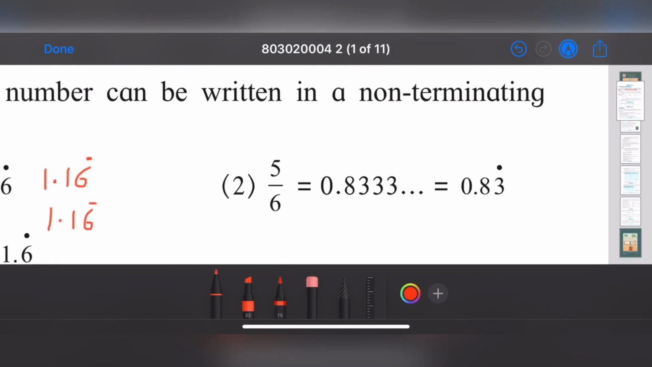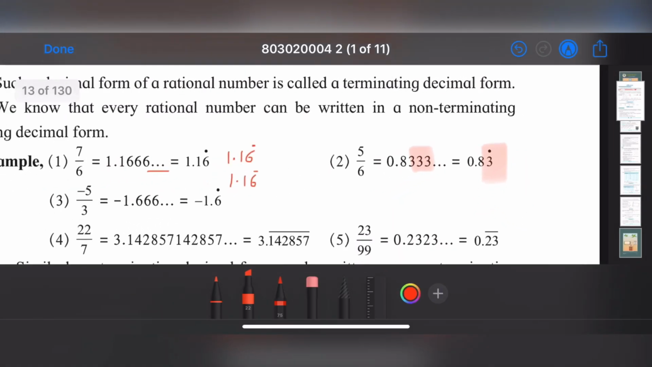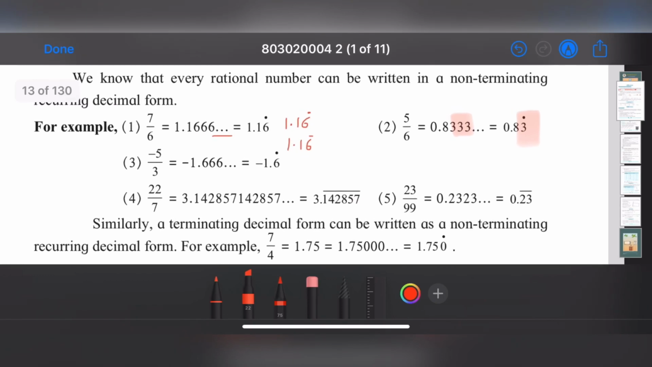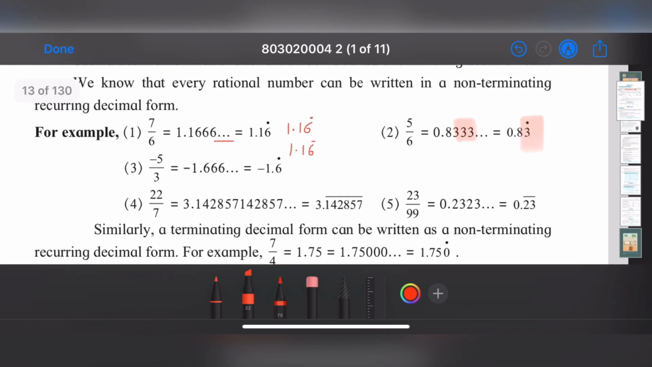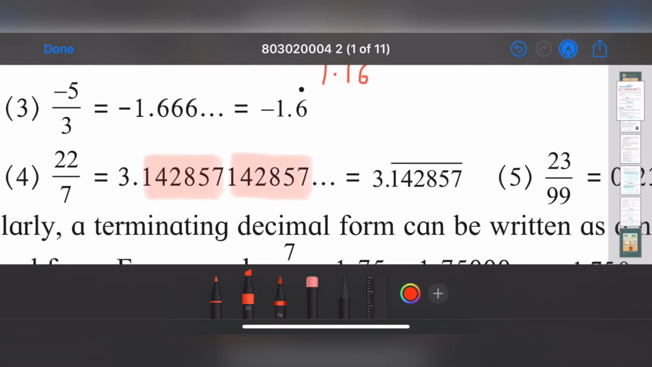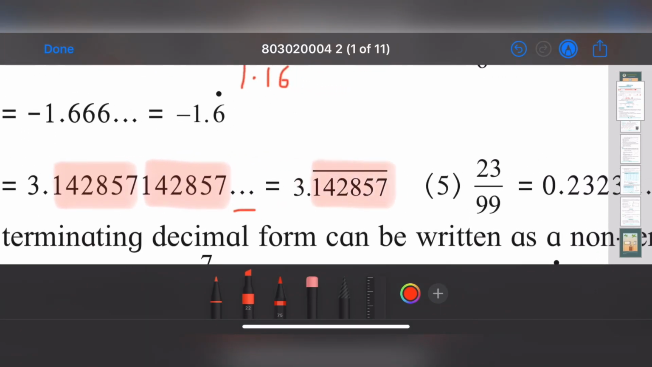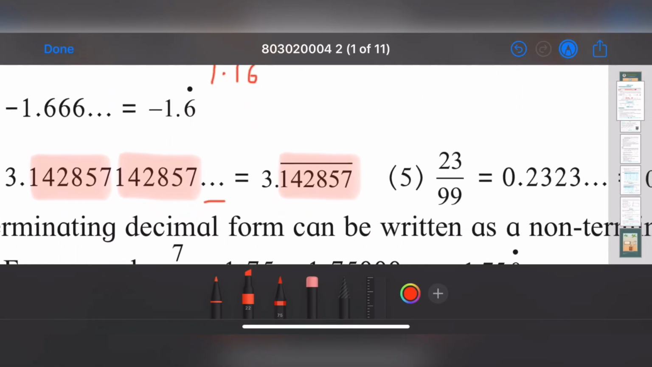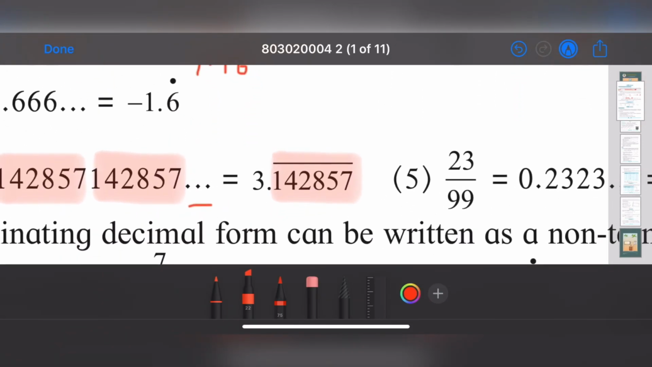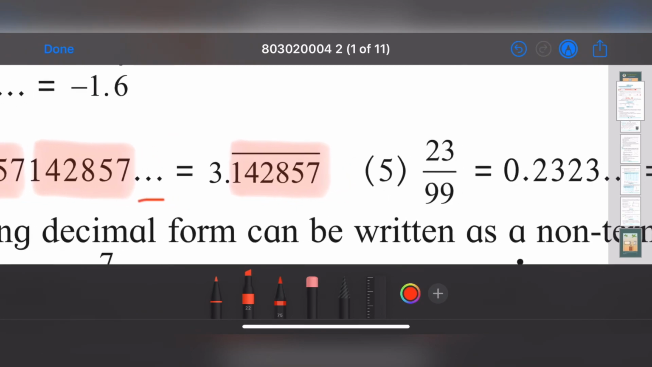Now let's look at the second example, 5 by 6. If you divide 5 by 6, 0.8333 dot dot dot is the answer. Here number 3 is repeating. So we write number 3 with a dot on top. Now let's look at another example, the fourth sum, 22 divided by 7. When you divide 22 by 7, you get 3.142857 and this number repeats itself. Therefore, we put a bar on top indicating that these numbers are repeating. This set of numbers is repeating.